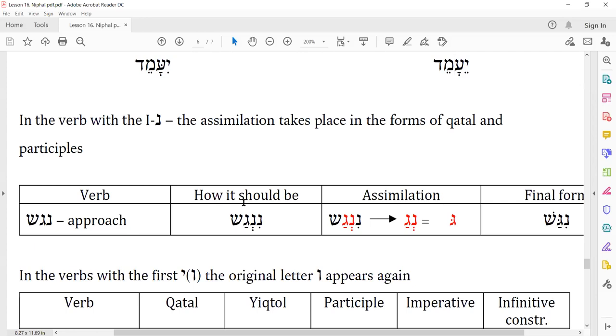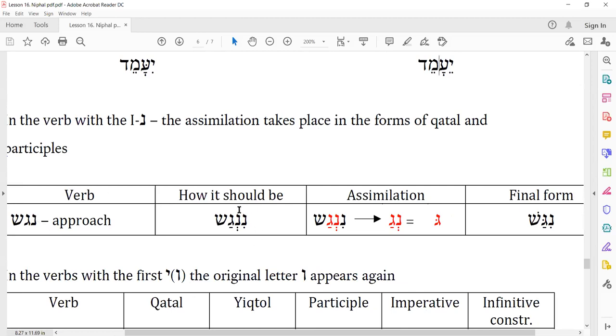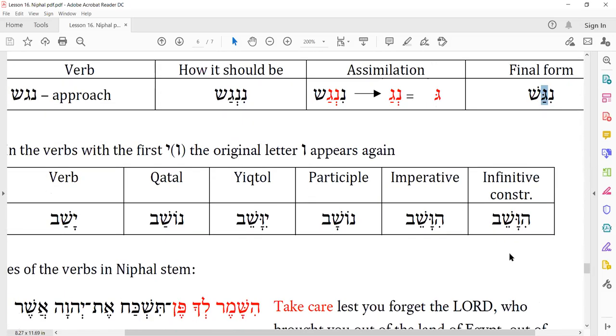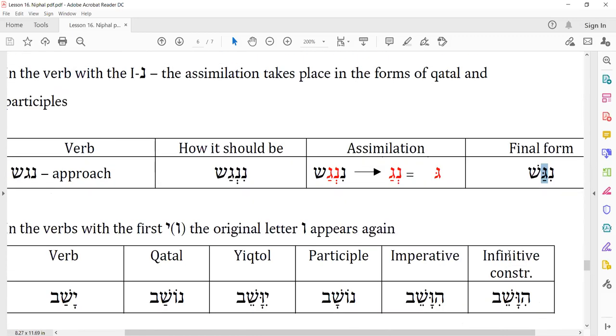And here in perfect, we have assimilation of the nun. So it could be like this, nin gash, nagash approach, nin gash. But the Hebrew, the Jewish people do not like this combination of the same consonants. So that is why these two, nun and gimel, are assimilated. And from these two, one letter appears. But this letter has a dagesh forte. So the final form is niggash. And this dagesh here is dagesh forte, niggash. This is the form. And it is conjugated in a similar way.